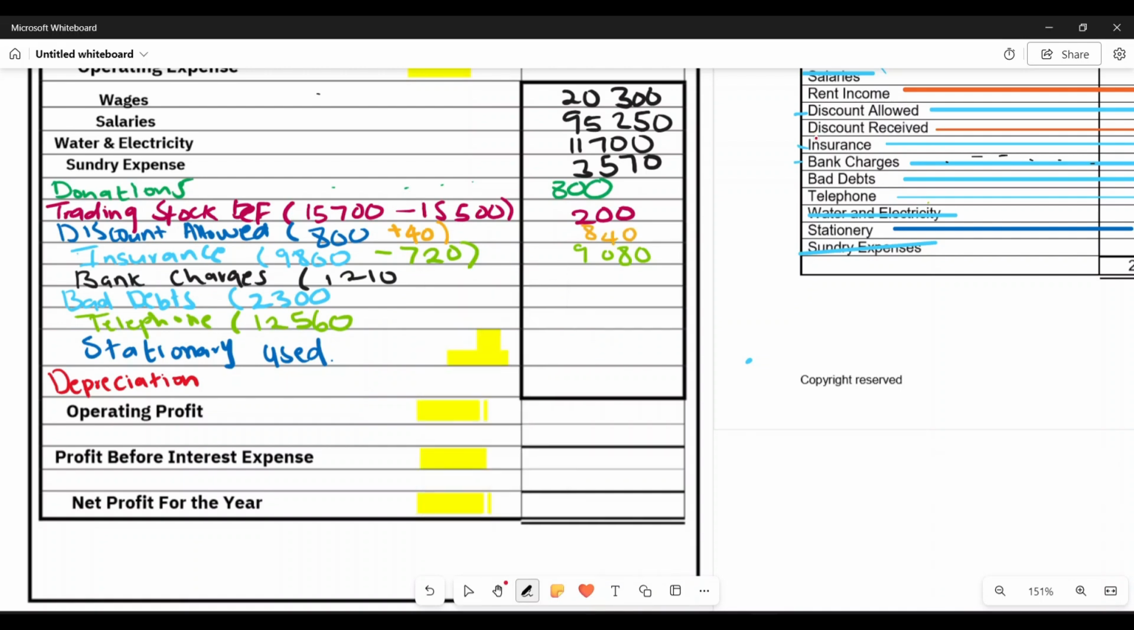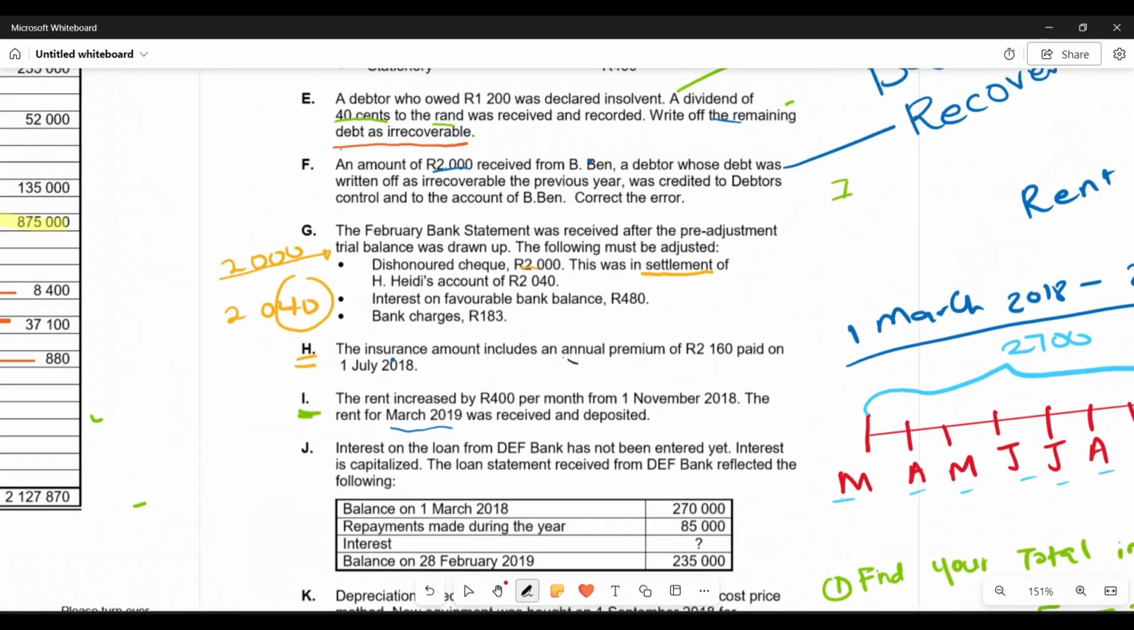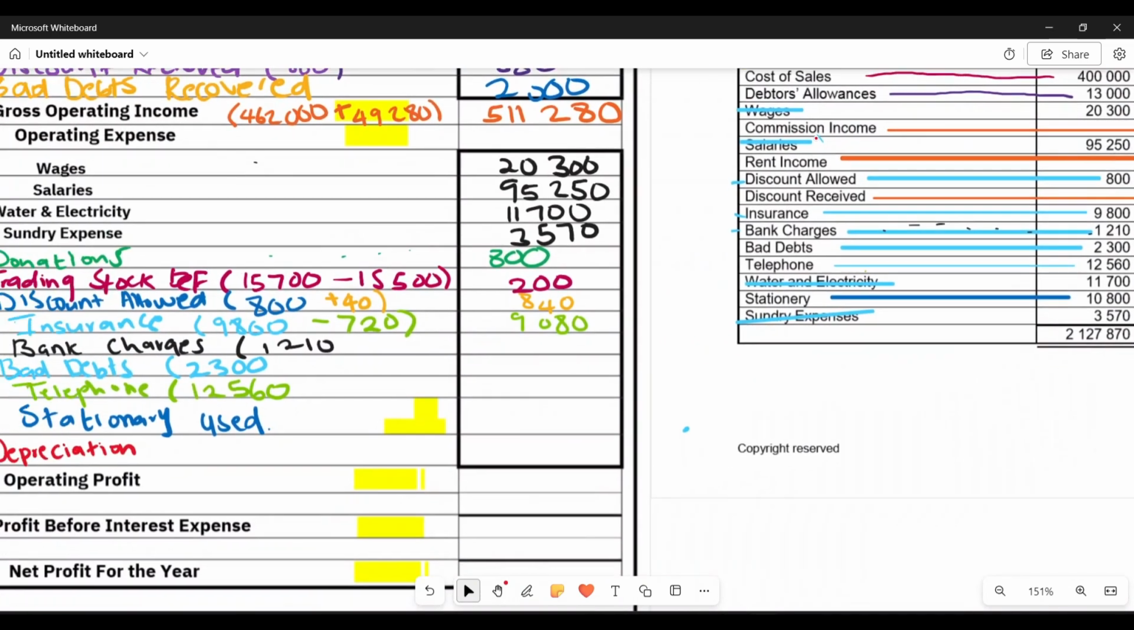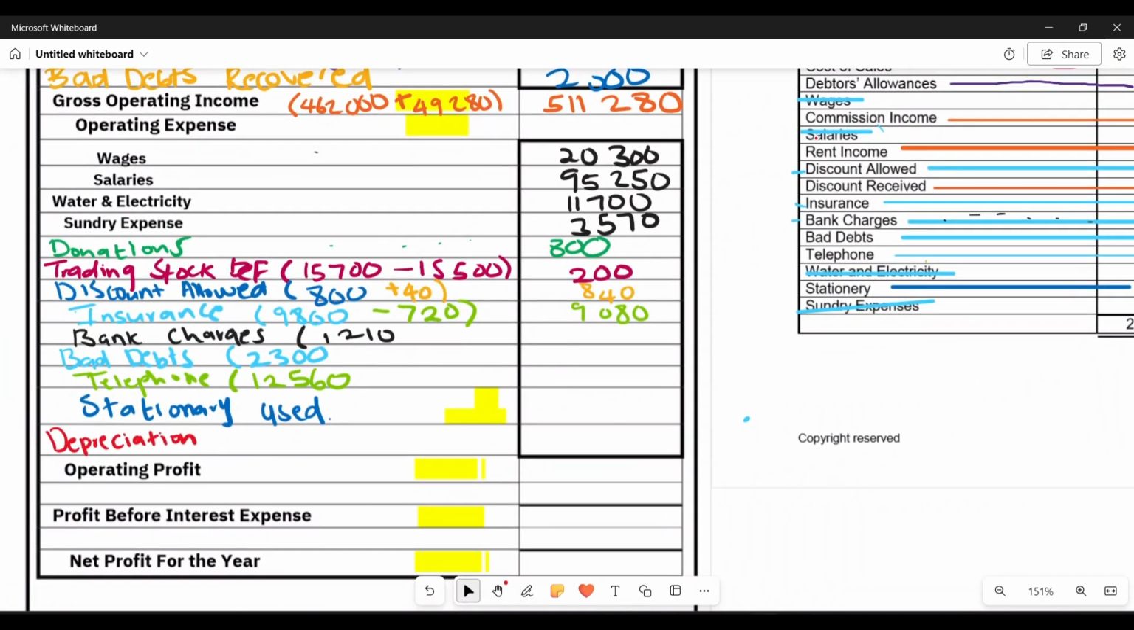Now, bank charges. Let me see if there's any transaction which relates to bank charges. Here on information G, I'm told that my bank charges are equivalent to 183, and I didn't add this amount, so I will need to add it now on my bank charges. So I'm going to add the 183. And now when I add the two amounts, my bank charges would total 1,393.